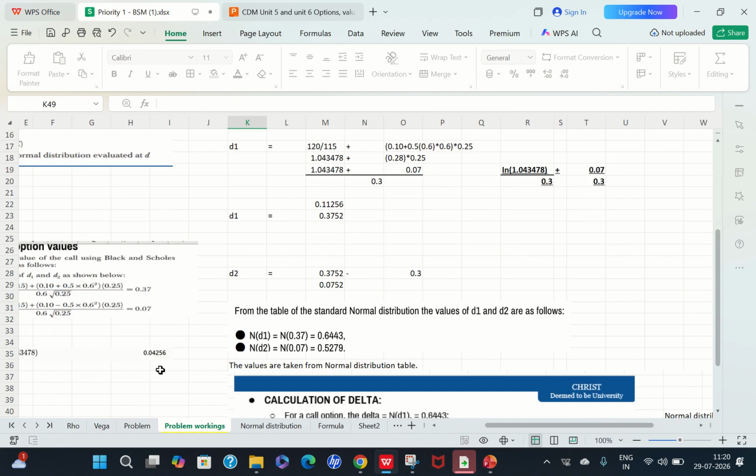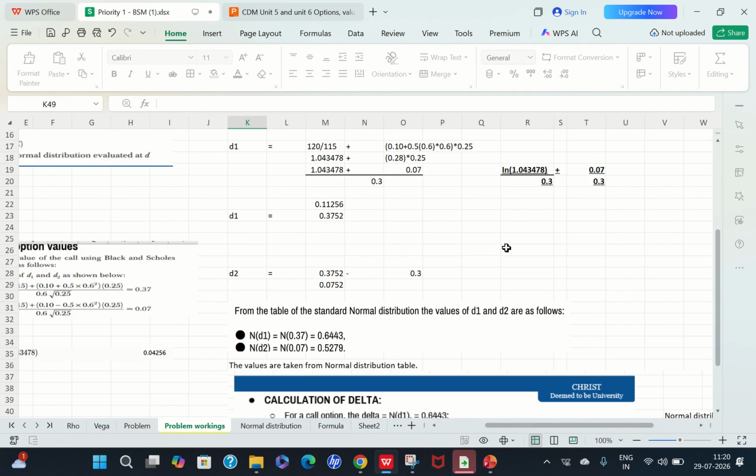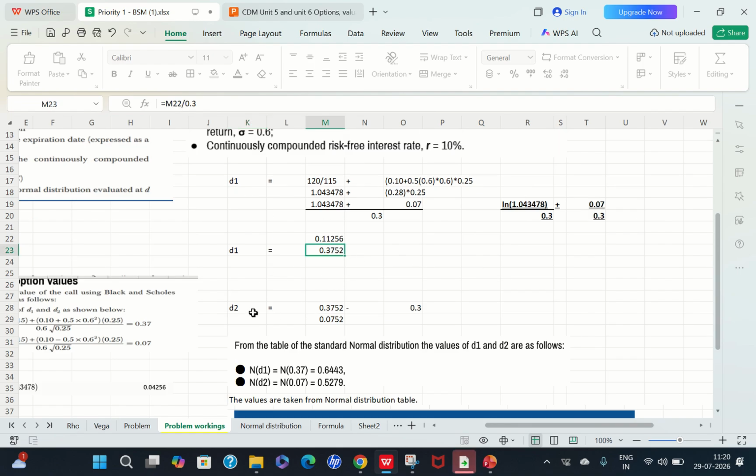1.043478 is 0.04256. So incorporating 0.02456, we are getting a value of 0.3752. D1 is equal to 0.3752 minus 0.3, which is 0.0752. Since it is restricted to two decimal numbers, we are making it 0.37 and 0.07.